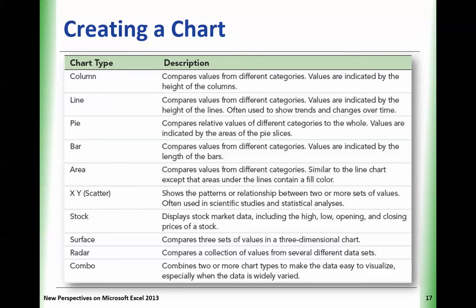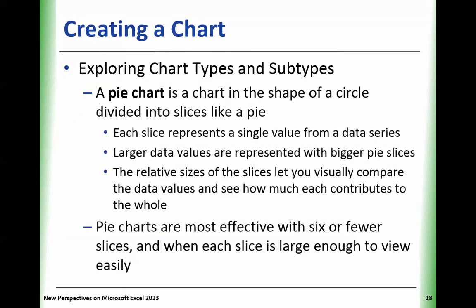To create the chart, we have columns, lines, pie, bar, area, X Y, stock, surface, radar, and combo. If you need a visual representation of these, go into Google and type in column chart, line chart, pie chart. You'll see immediately what they are. It makes it very easy. A pie chart is the shape of a circle and divided into slices like a pie. Seriously, think of apple pie. If little cousin Vinny gets a small slice, that would be a representation.